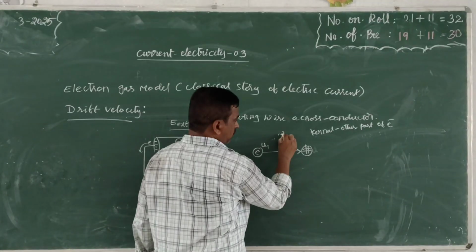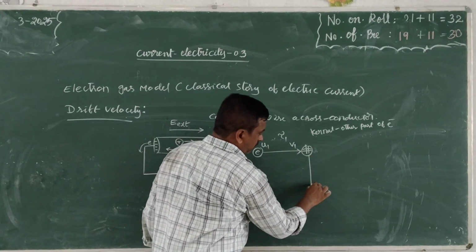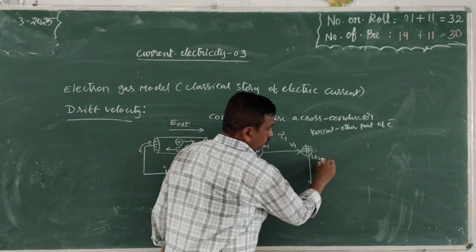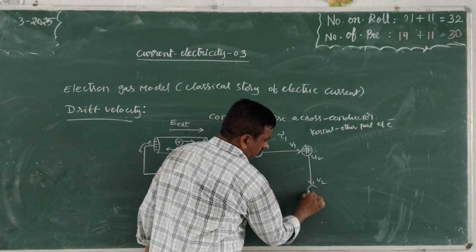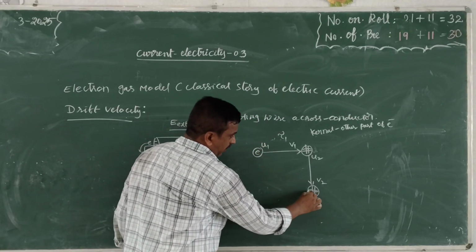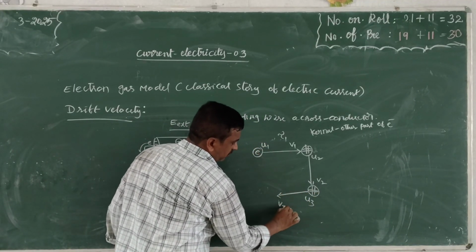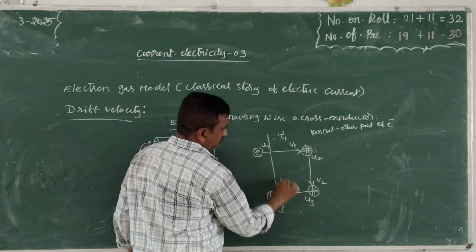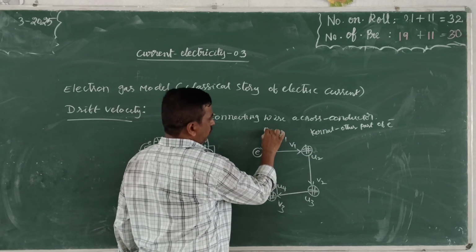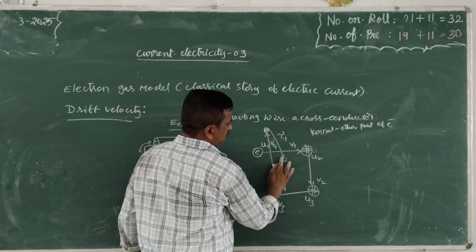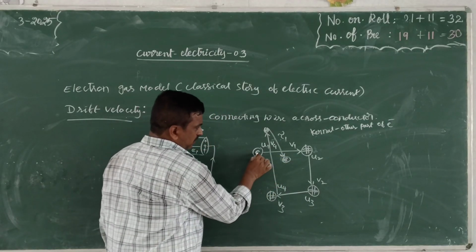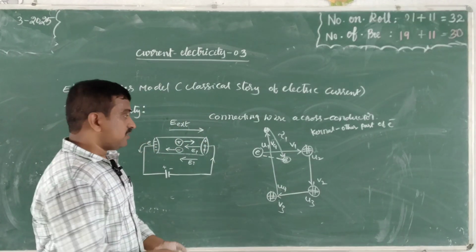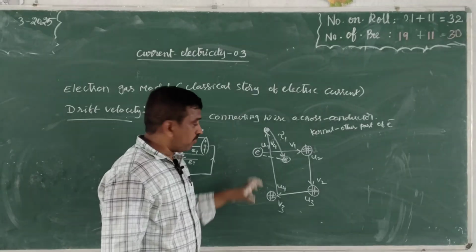It comes to rest for how much time? Tau 1 time. Again it will start because of the electric field. It starts with u2 velocity, reaches v2, and again collides with the kernel. Again it starts with u3, reaches v3, collides again. Then u4, reaches v4, collides again. See, this is the initial position and this is the final position. What is the displacement here? Very less. The distance is more, but the displacement is less.